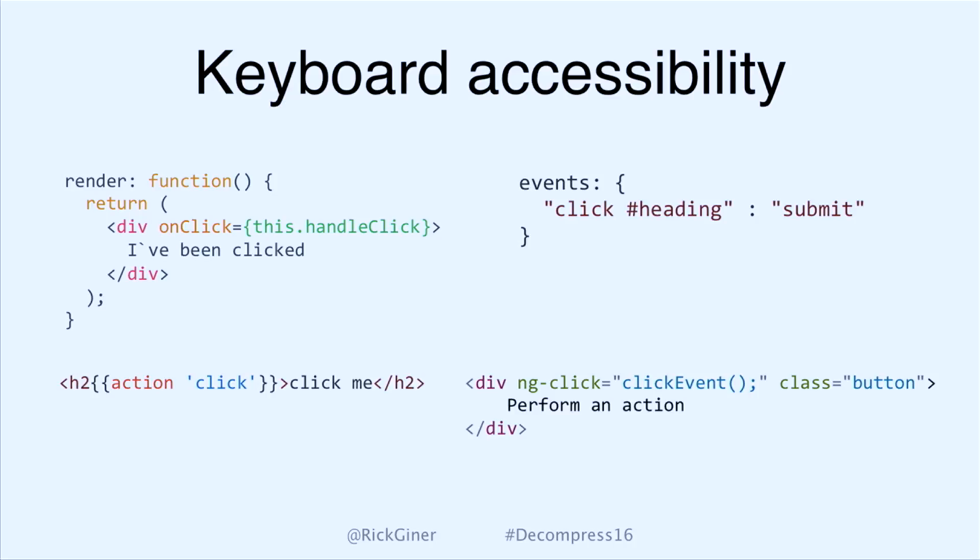So I've got 4 code examples up there. We've got some React where we have an on-click attribute on a div. We've got some Ember and some Backbone where we're attaching submit or click actions to headings. And the div down the bottom right is Angular. We've given it a class of button, and we're attaching a click attribute to it. So what's wrong with all of these examples?